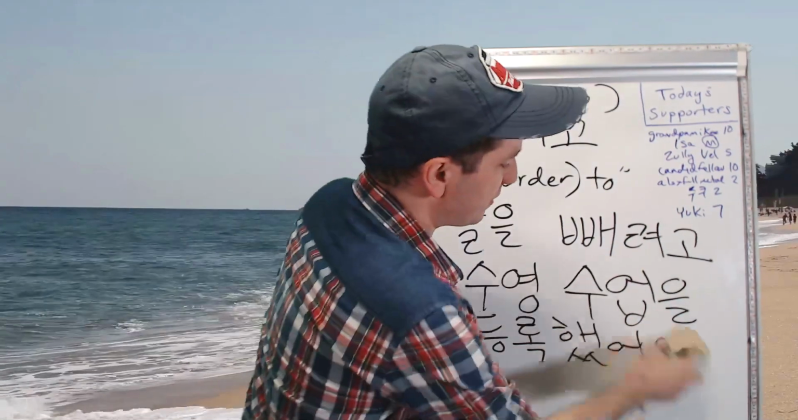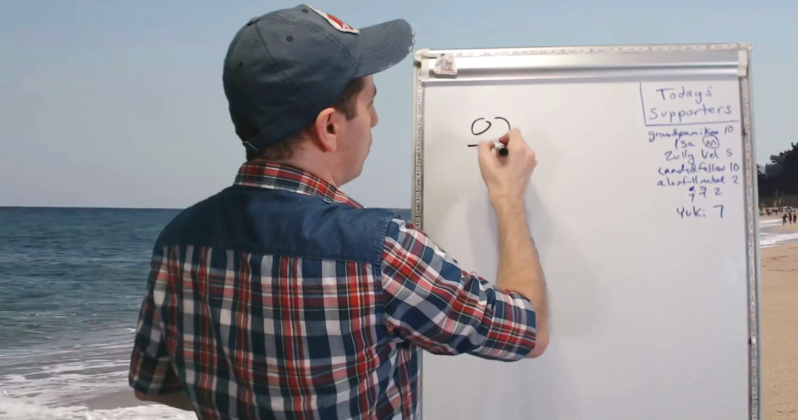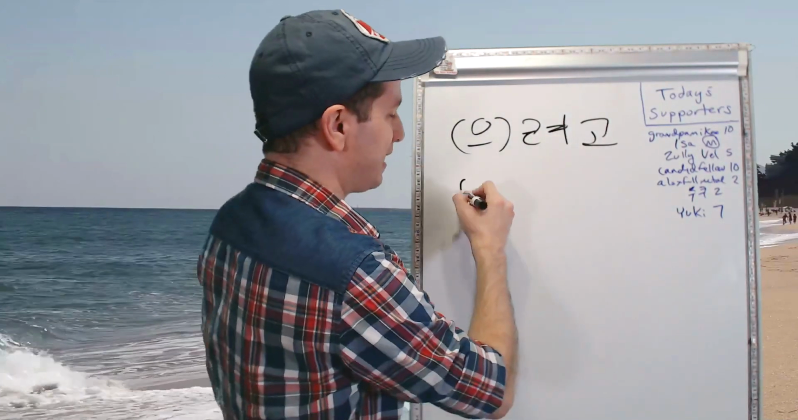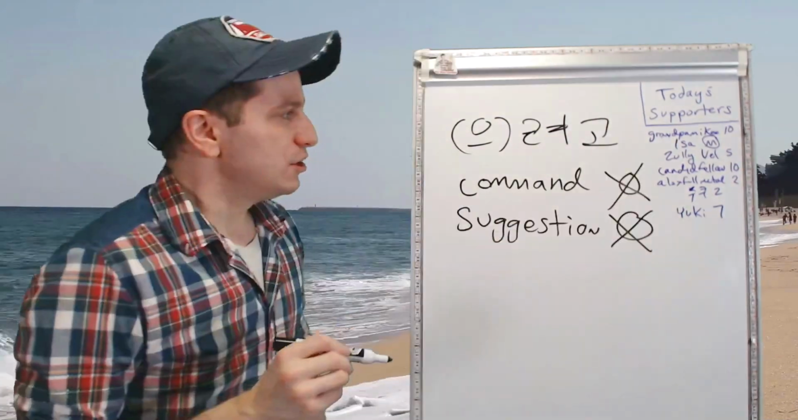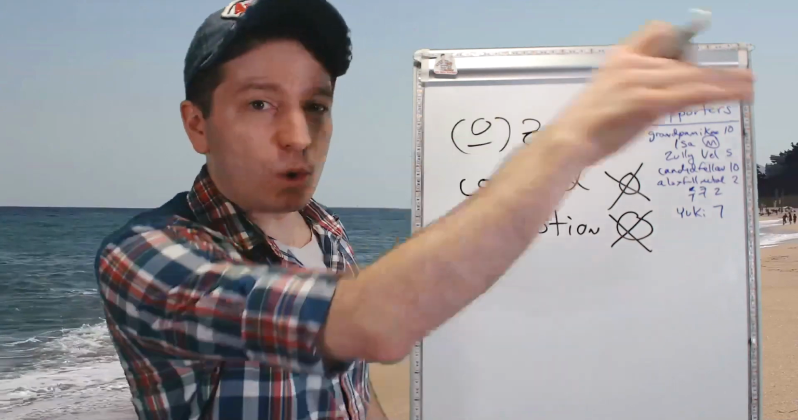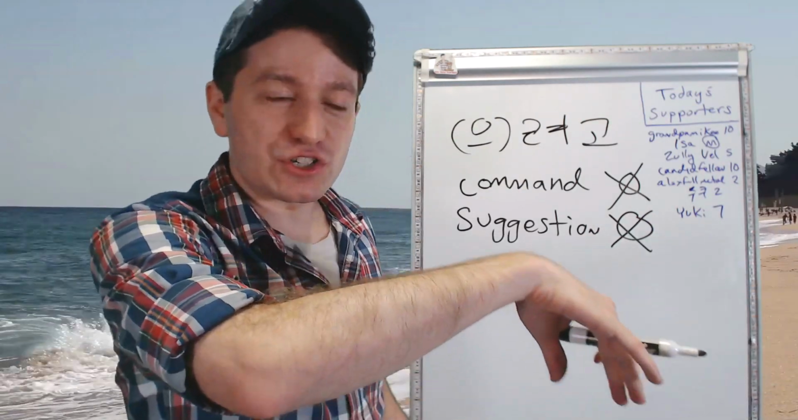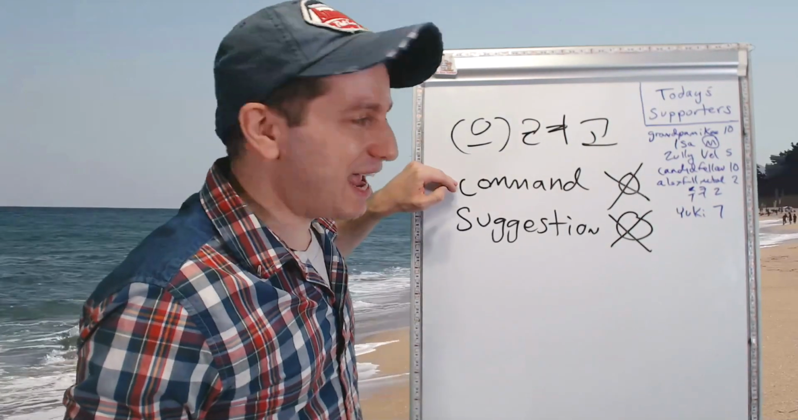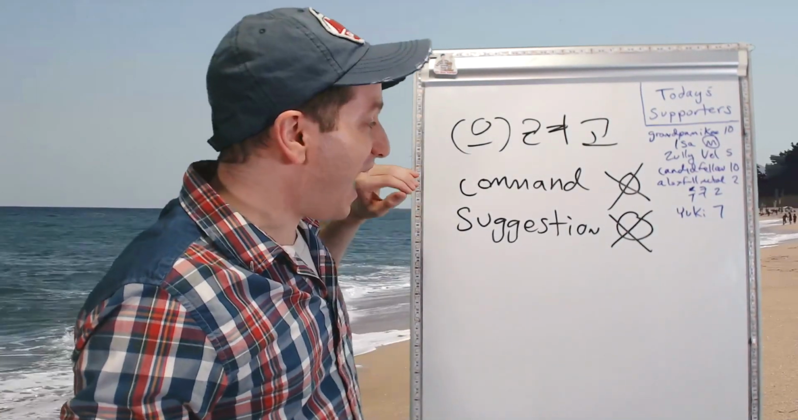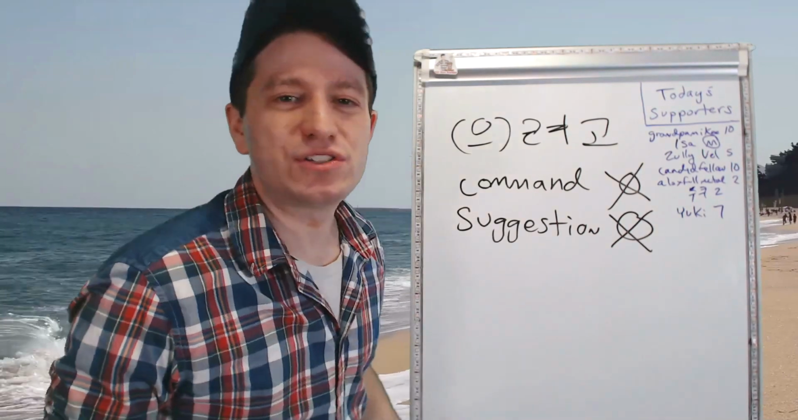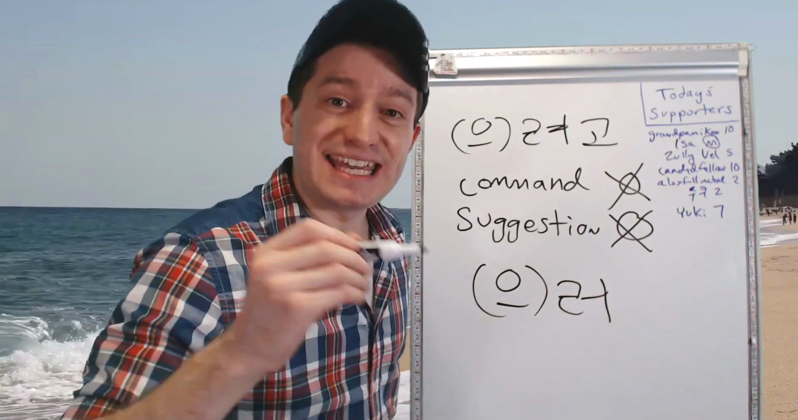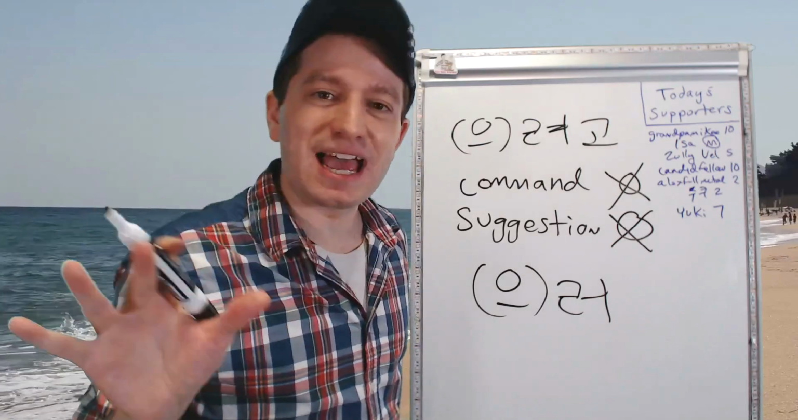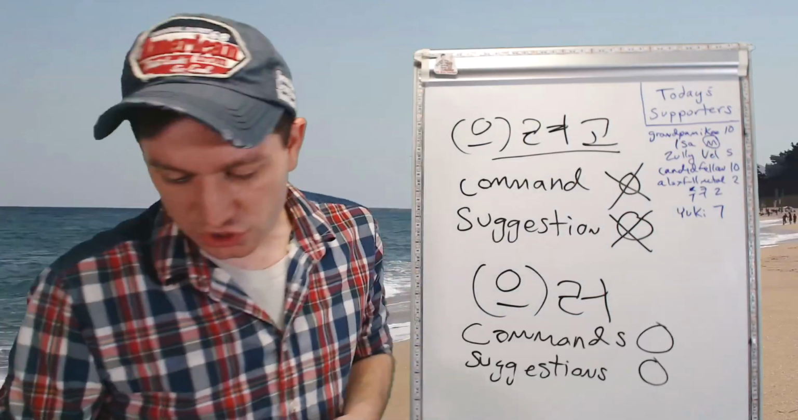There's one more thing about this form though that I have to say. 으려고 cannot be used with any command or any suggestion. You could not say, go register for swim class in order to lose weight. Command. You could not say, shall we? If you have to make a command, you have to use 으러 or 기 위해, because 기 위해 doesn't have those restrictions. You can use it for anything.